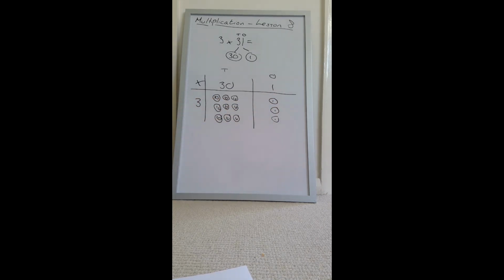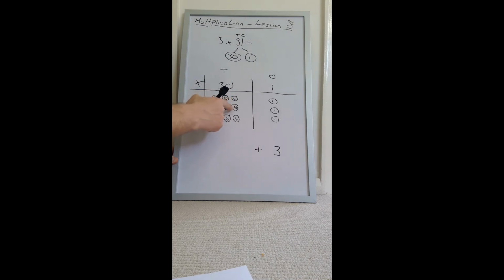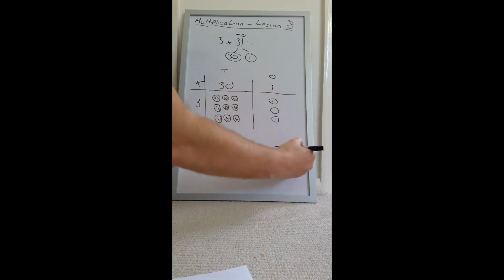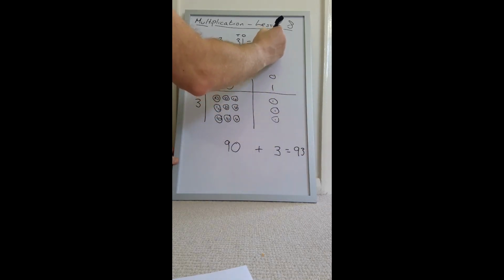Then once again you solve. Start off the ones column. So 1, 2, 3 plus 10, 20, 30, 40, 50, 60, 70, 80, 90. And then you recombine to find the answer. In this case, 90 plus 3 is 93. And write the answer on there.